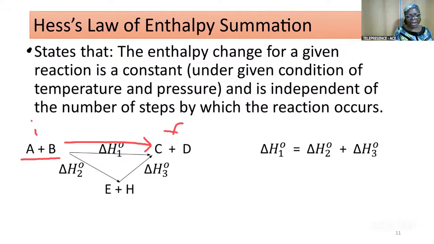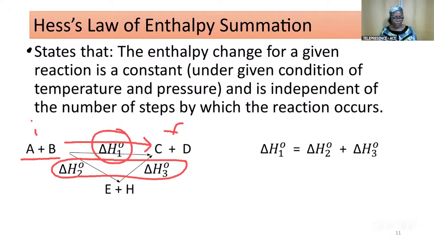which means that if you have a straight route or one-step process to go from initial state to final state, it's fine. But if you have to go through some other steps, the delta H is still going to be the same for the summation of all the steps that you take to go from initial state to final state.